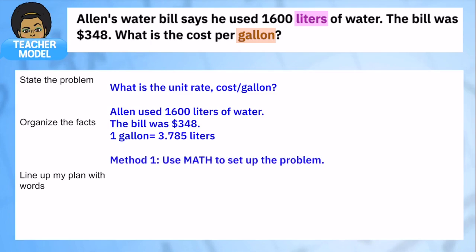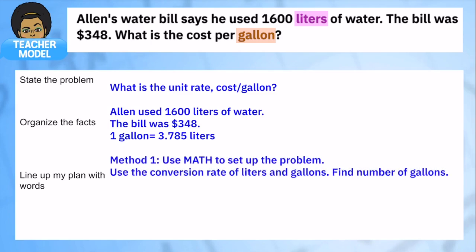Method 1, we're going to use math to set up the problem. And we're going to convert liters to gallons first. So we can just find the number of gallons. Once we have that, we can find the unit rate by just taking the cost and dividing it by gallons, the 348, and dividing it by whatever number of gallons we have.